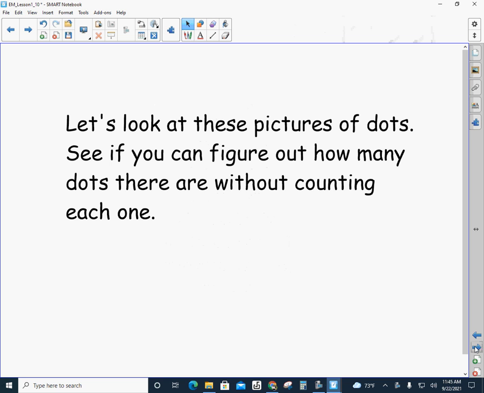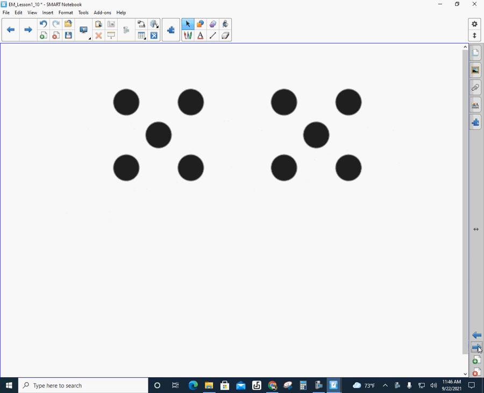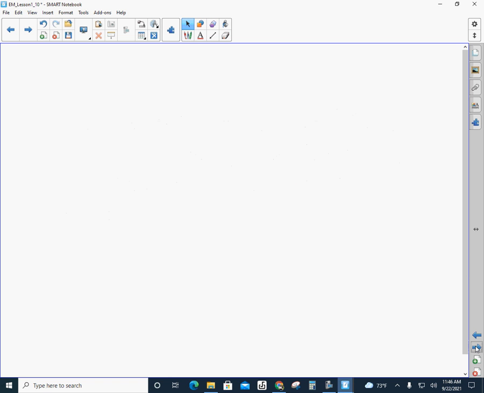All right, let's start out by looking at these pictures of dots and see if you can figure out how many dots there are without counting each one. So I'm going to show some dots. You pause the video real quick, see if your brain can quickly get how many dots there are, and then restart the video. All right, how many dots did you see? Hopefully you saw 10 dots. And how did you see those 10 dots?